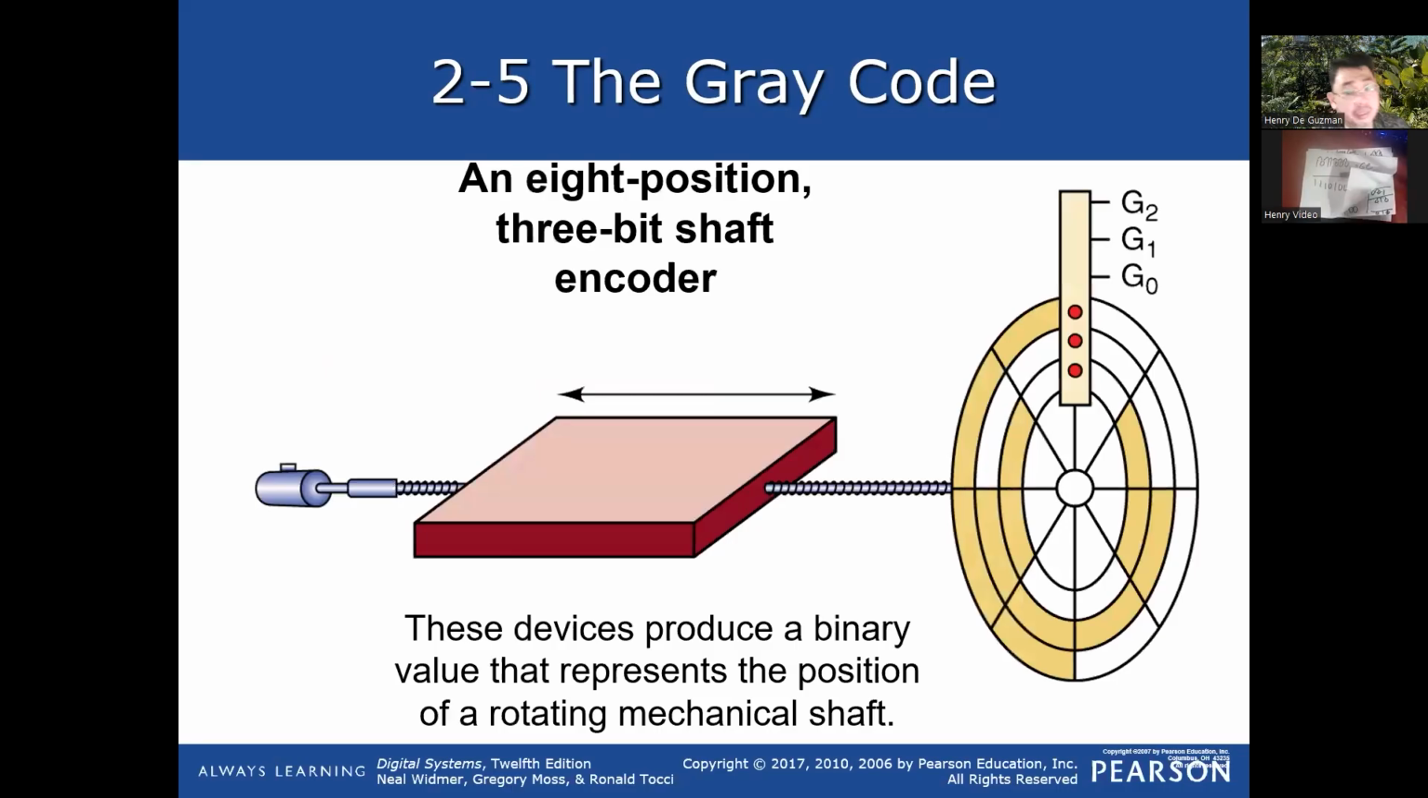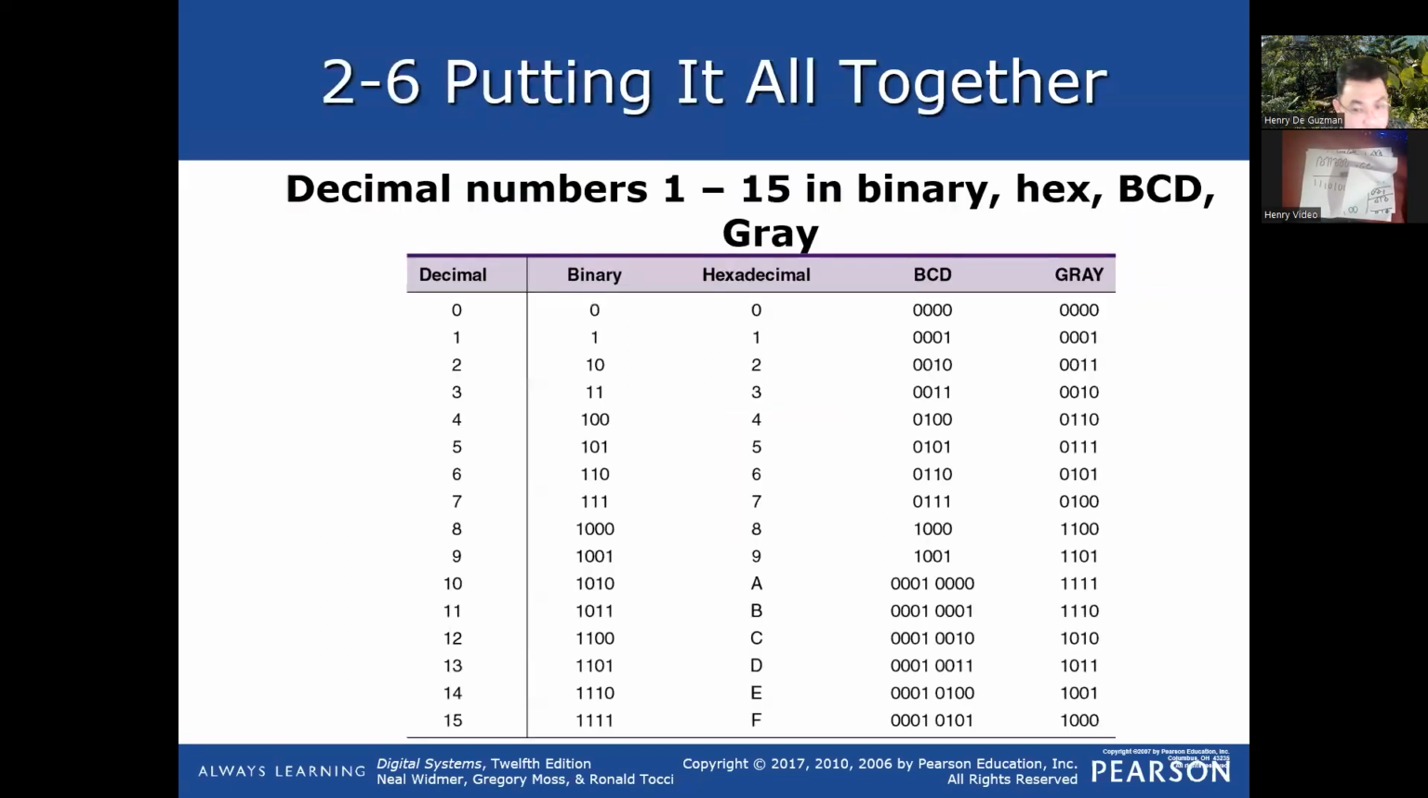Okay, saan ba ginagamit yung Gray code? An 8-position 3-bit shaft decoder. So this device produces a binary value that represents the position of the rotating mechanical shaft. Then, summary. Di ba? So, kabisaduhin niyo yan. Kailangan sa mga susunod na ano natin, kabisado niyo na yan.